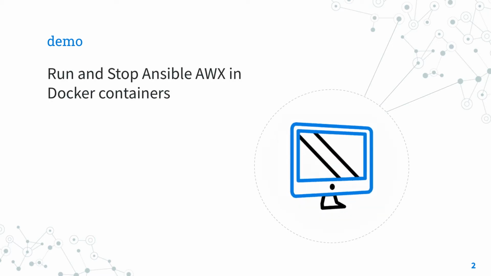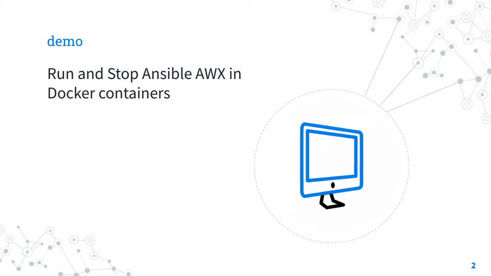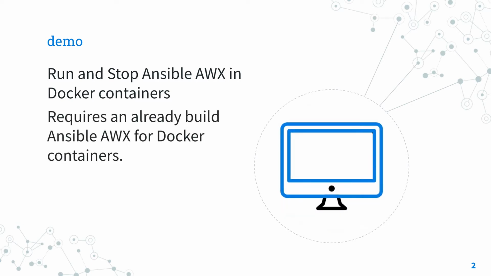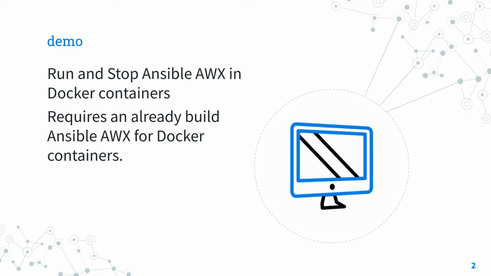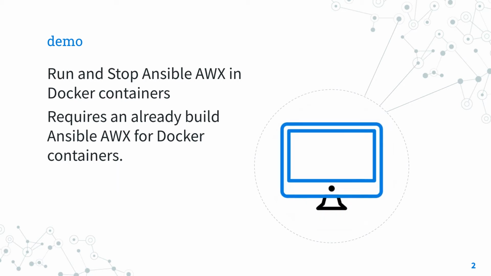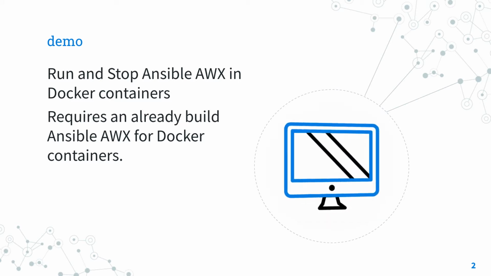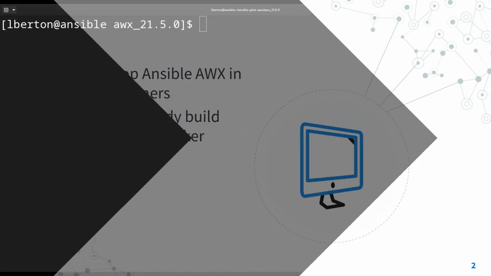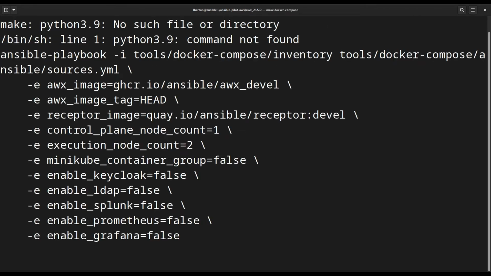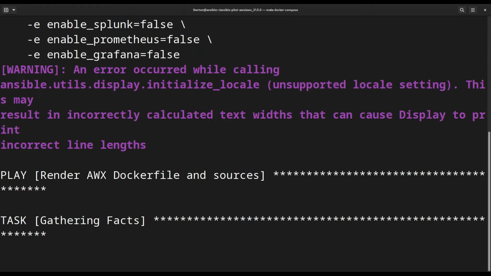How to run and stop Ansible AWX in Docker containers. This requires building Ansible AWX from scratch for Docker containers, which we saw in a previous lesson. So let's jump directly to the terminal and have a lot of fun. Welcome to my terminal. I'm already inside my AWX source code directory. So let's start the container with the make docker-compose command.